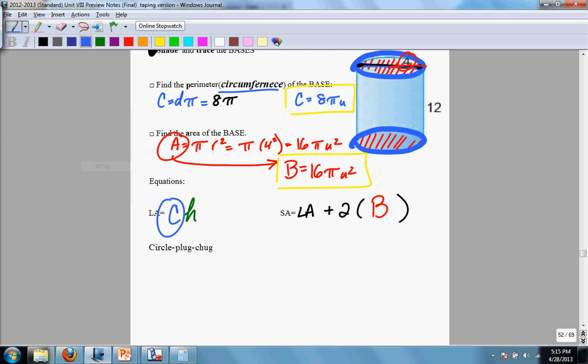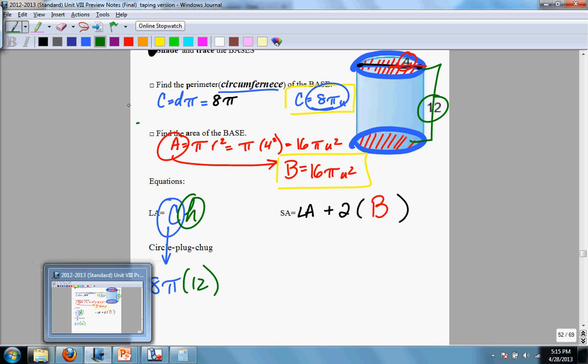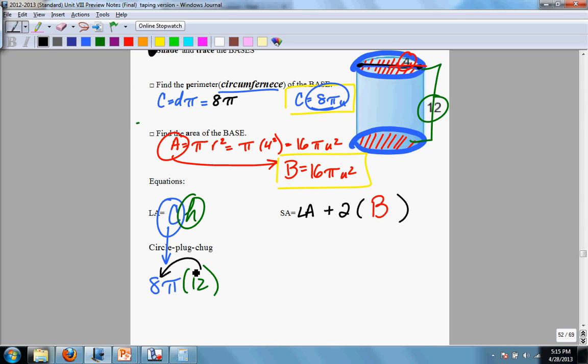Shade, trace, perimeter, base, equations, circle, plug, chug. Circle, circumference. Come up here, pick up circumference. Circumference is 8 pi. Height, distance between the bases. Our height is 12. So we're going to simply do 8 times 12. That's going to be 80 plus 16, 96 pi. So it's 96 pi units squared. That would be the area, what's called lateral area. That'd be like the area of the label.